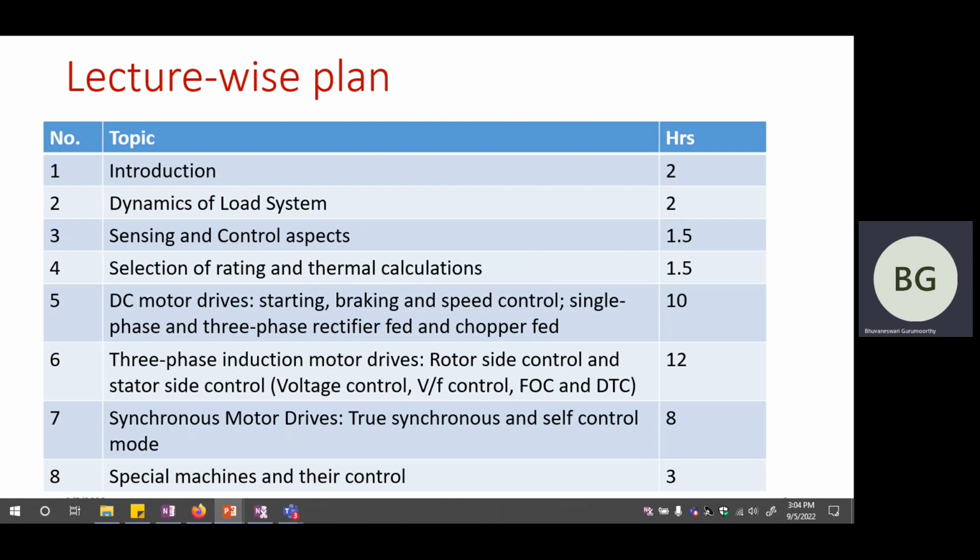And when we use the voltage and frequency control mechanism, it can be either using a voltage source inverter or a current source inverter. And it could be scalar control or vector control. Vector control is also known as field oriented control, which is FOC, or it could be direct torque control. So we will be looking at all 3 types of mechanisms when we are talking about voltage and frequency control.